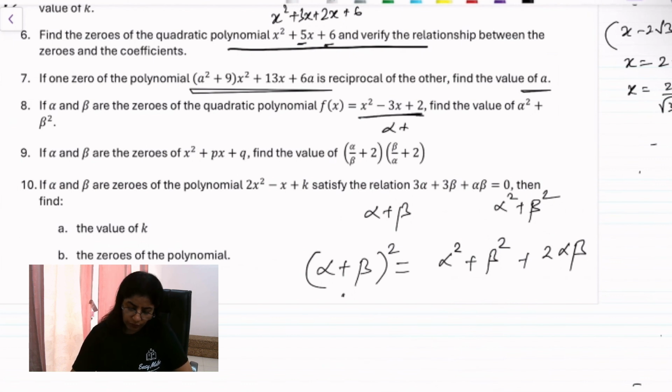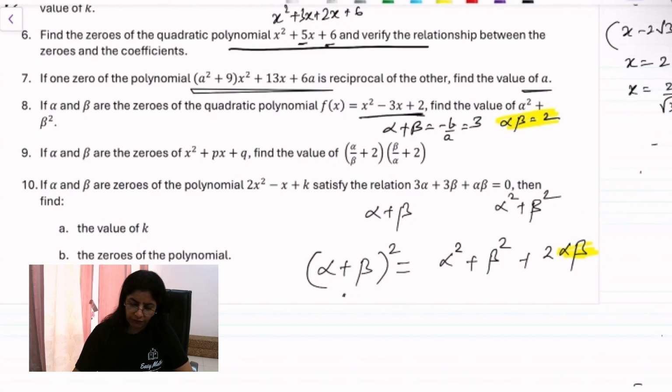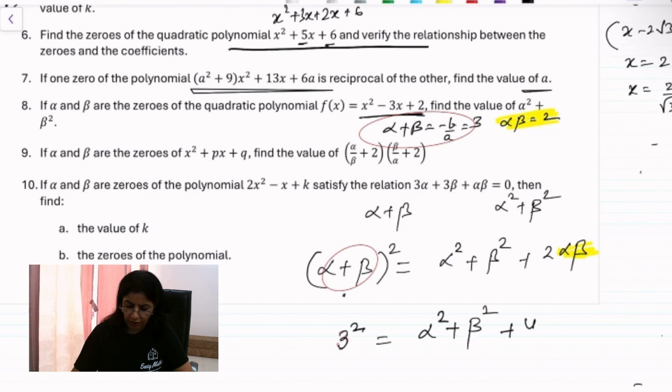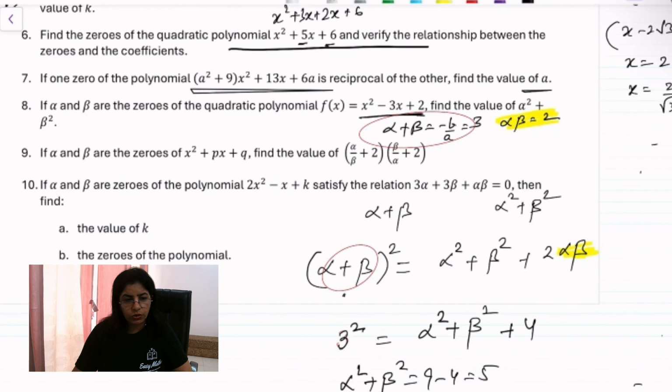Now, we know the value of alpha plus beta from this equation. We know alpha plus beta is given as minus b upon a, that is 3, and alpha beta is given to us as 2. Using these values, we replace this value here in alpha beta and this value alpha plus beta here. Replacing the values, we get 3 square is equal to alpha square plus beta square plus 4. It implies alpha square plus beta square is equal to 9 minus 4, that is 5.